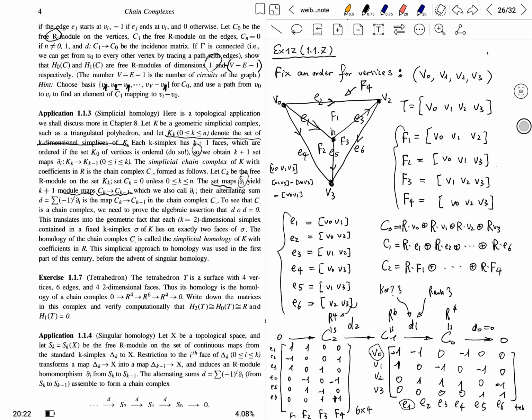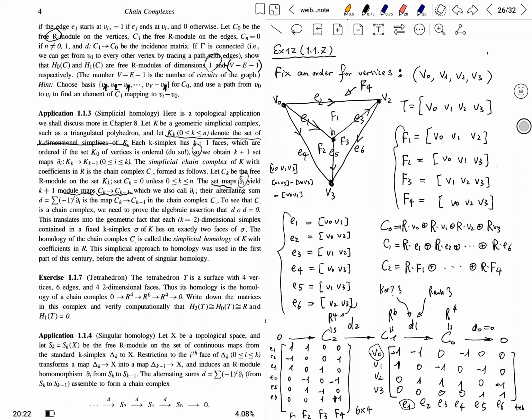So let's look at this exercise 1.1.7. Compute the simplicial homology for this tetrahedron. Recall the definition of this simplicial homology. Firstly, we define what this chain complex is. It's a chain complex, defined by firstly saying what those C_k are.